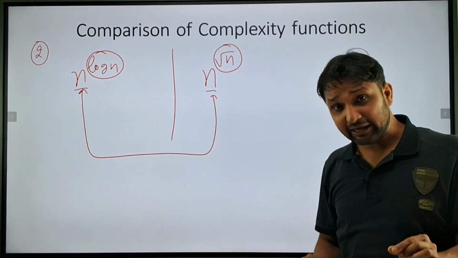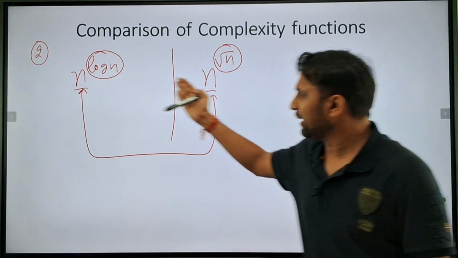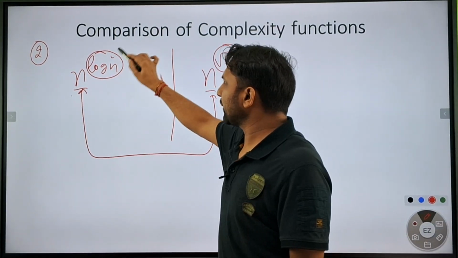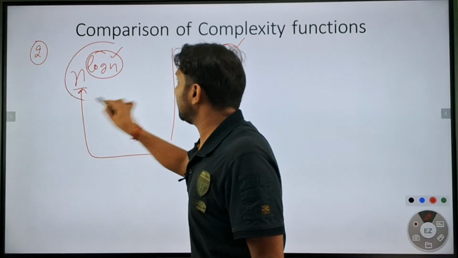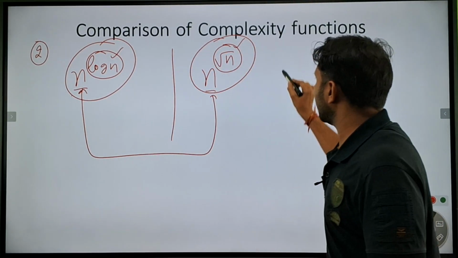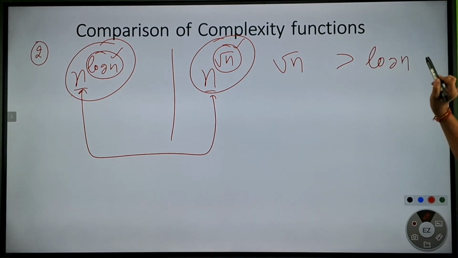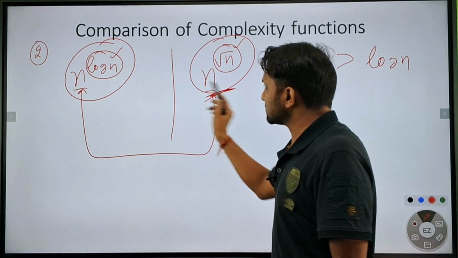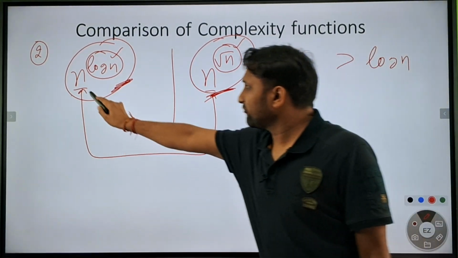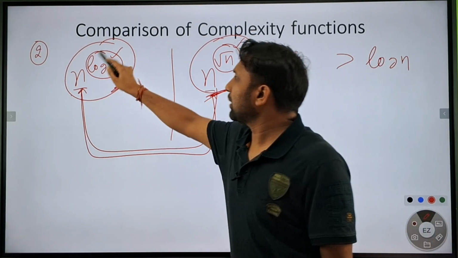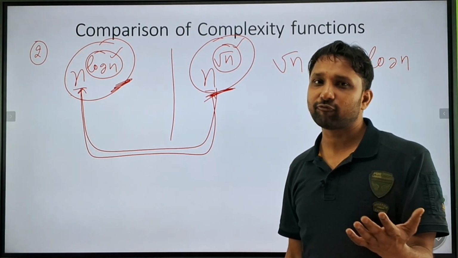Whichever power is greater, that function will be greater. Because the base is the same, n on both sides, simply compare the power. So whichever power is greater, that function will be greater. Here you can see that root n is actually greater than log n. So this function is greater than this function. The second method simply says that if the base is the same, then compare the power. If the base is not the same, then apply the informal method.